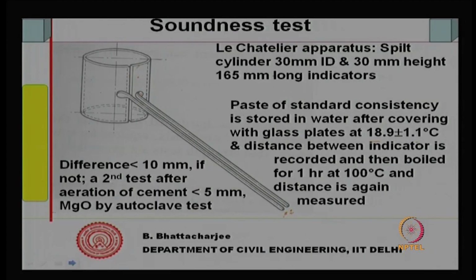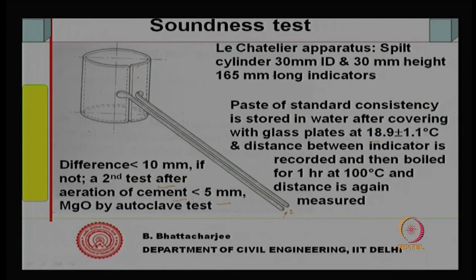If the difference is less than 10 millimeter, it is fine. If not, a second test after aeration of the cement is done, and then the difference should be less than 5 millimeter. So, this is how soundness is measured.